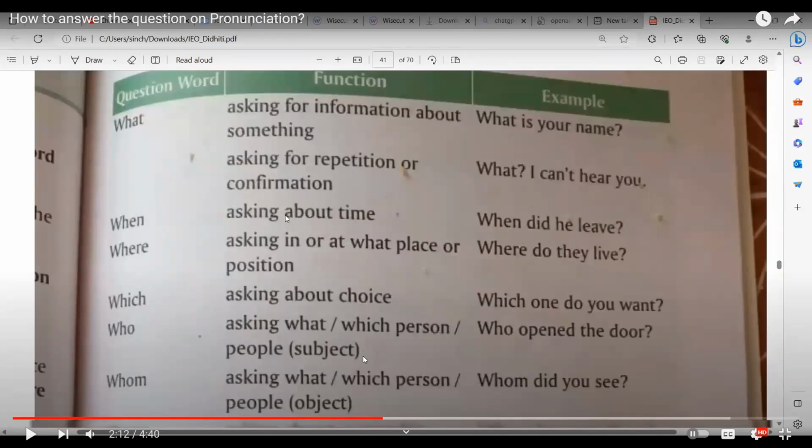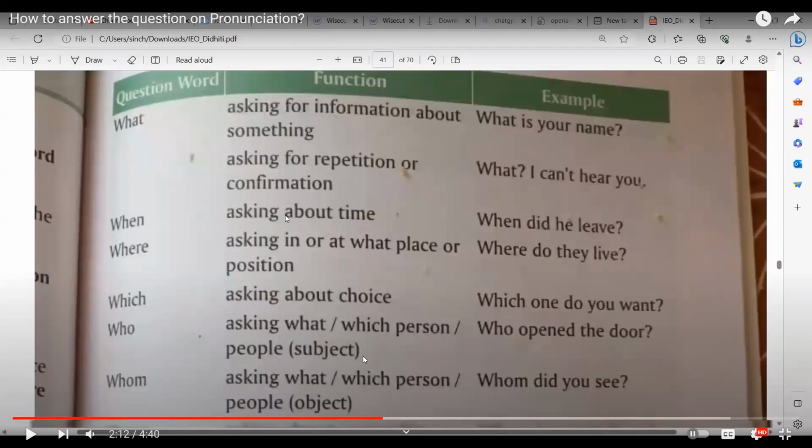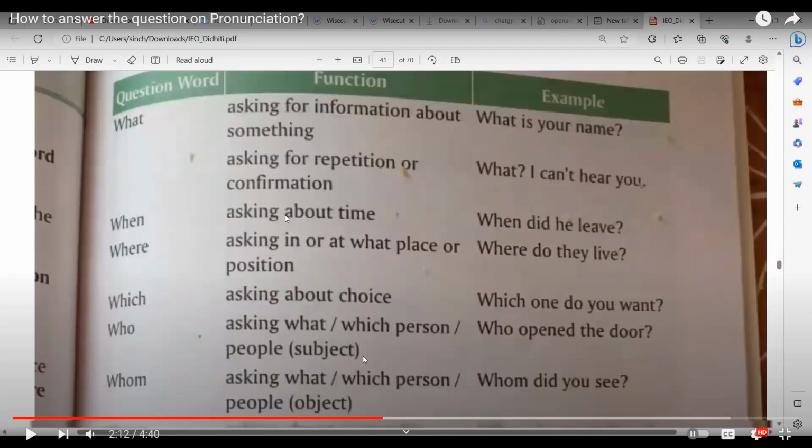Very good, Udit. Okay. We use whom when we are asking about some person or object or about something. So, Shapto, can you give me an example? Whom are you telling that word? Whom are you telling the answers? Very good, Shivam. Rajdeep, can you give me an example with whom? Whom did you play with? Very good, Rajdeep. Whom did you play with?